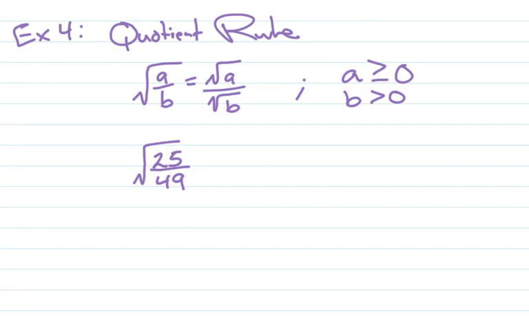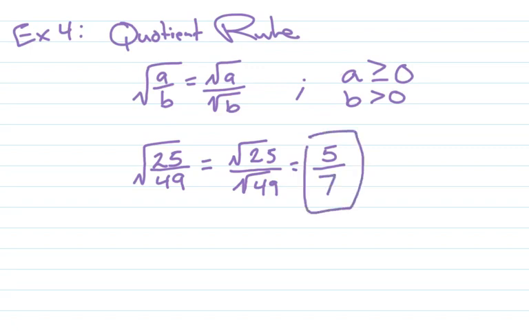Using this quick example, if you wanted to calculate the square root of 25 over 49, you could just break that up into the square root of 25 divided by the square root of 49 and get yourself 5 over 7. So it's a nice, convenient rule that we can use in order to simplify.